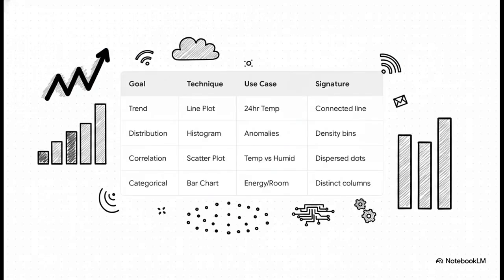You can really think of this mapping as your practical translation rulebook. Say your goal is tracking a trend over time, like temperature over a 24-hour period, while your technique is the line plot, right? You want that continuous connected line. If you need to look at the distribution of data to sniff out noise or anomalies, you're going to use a histogram or a box plot to visualize the density. Or for correlation, say you're comparing humidity against temperature to see if they influence each other, you'd use a scatter plot to look at those dispersed dots. It's all about matching the specific engineering goal to its exact visual signature.